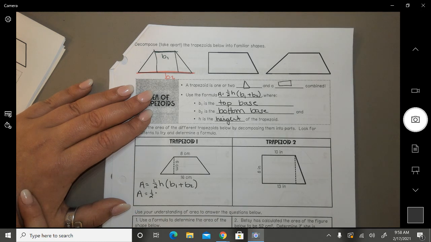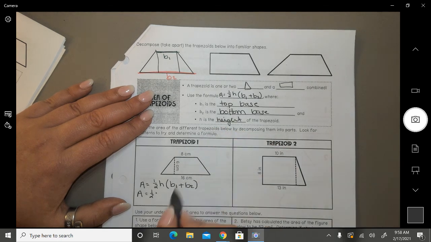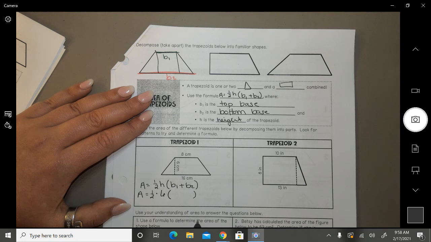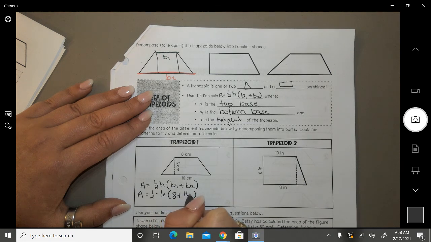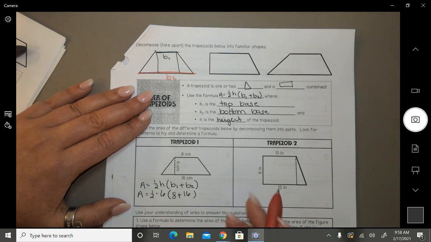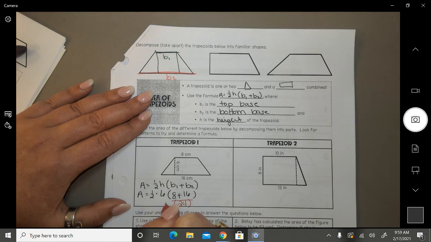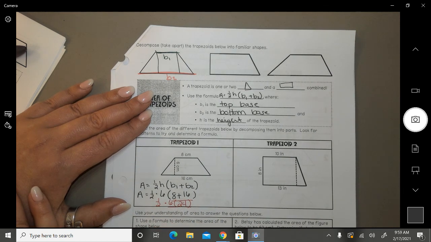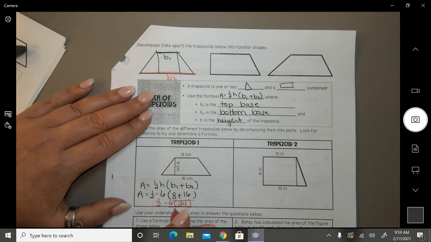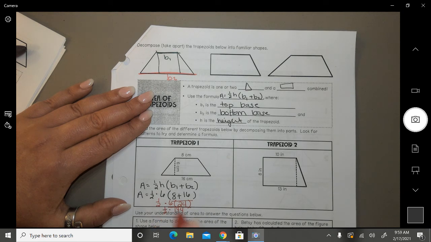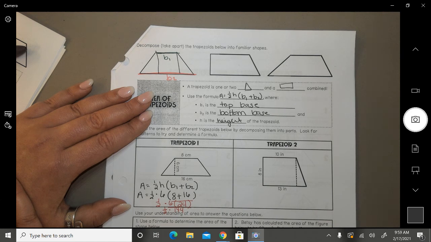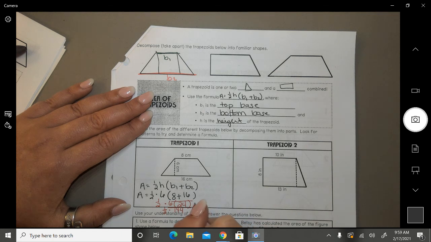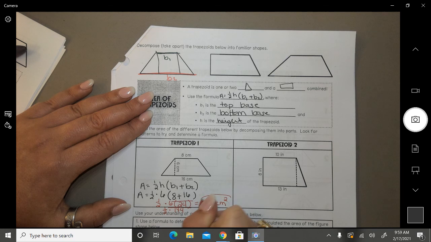1/2 times H. What's the height going to be? 6, right? Your dotted line is always your height. So 6. What's base 1? 8. What's base 2? 16. According to order of operations, what do I do first? Parentheses. So 8 plus 16 is 24. All right, what's 6 times 24? Times 1/2, or divided by 2, whichever one. What do we get? 72 centimeters squared.